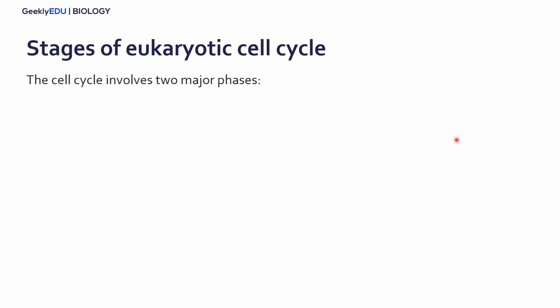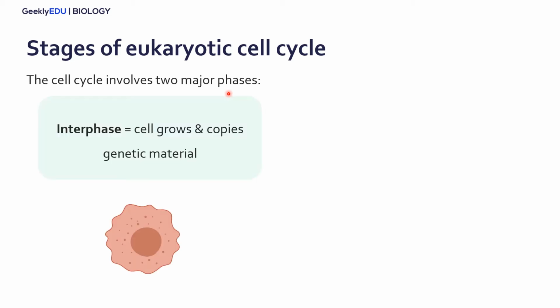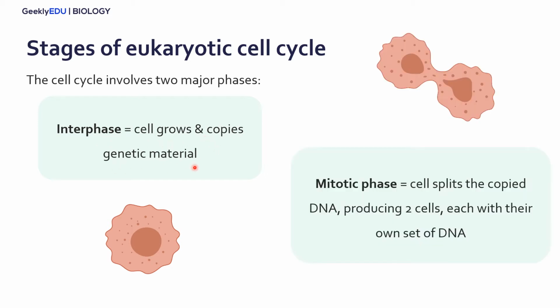The cell cycle involves mainly two major phases. The first of which is called interphase, and this is where the cell grows and then copies that DNA. And then we have the mitotic phase, which is where the cell splits into two daughter cells, each containing their own set of the DNA, which was originally copied in the interphase.